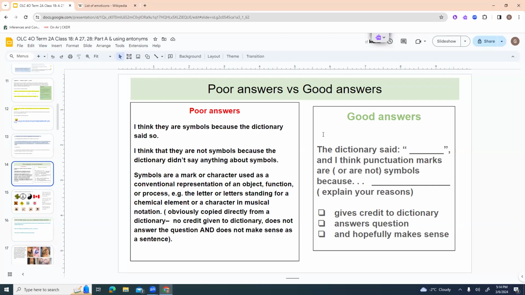So here's an example of good answers. The dictionary said, and then you could tell me whatever the dictionary said. And I think punctuation marks are or are not symbols because, and then give me a reason. So first of all, you're giving credit to the dictionary. You're explaining that the dictionary you looked up used that particular definition rather than trying to make it seem like it's your own words. You're answering the actual question, and hopefully your reason makes sense. So that's what we're looking for there.